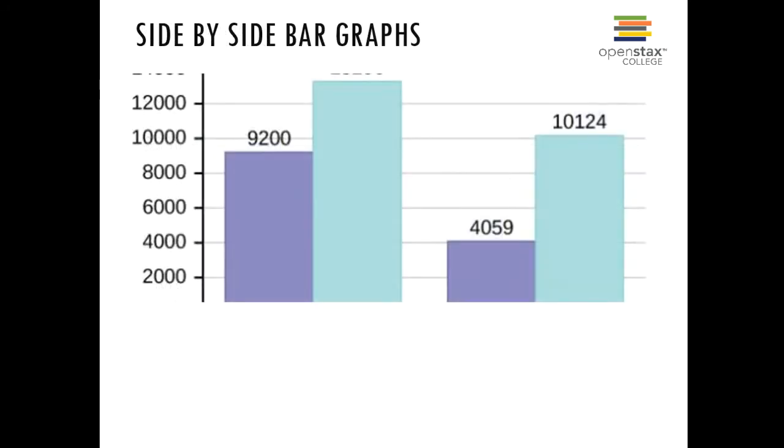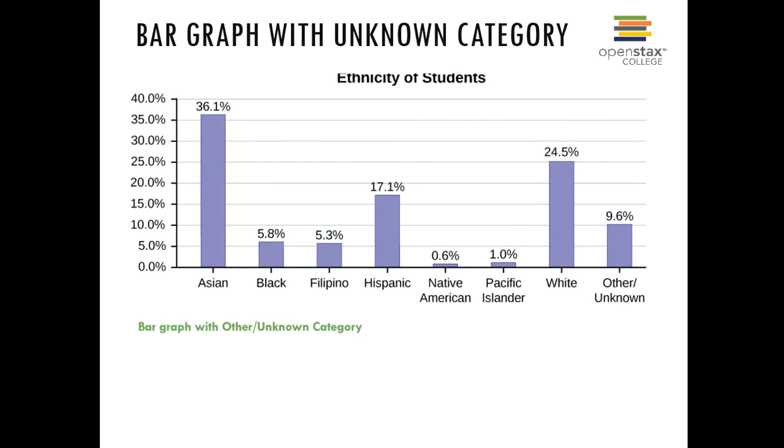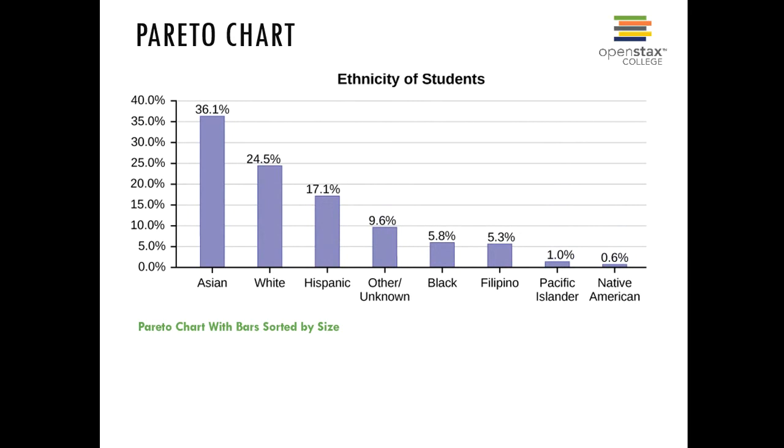Here's a side-by-side bar graph. Again, they're not the best, but as you can see, one group has less of the group in purple and one has more of the group in blue. All right, here's a bar graph that has an unknown or other category, and that's acceptable to use because it tells us, well, we know these ethnicities of students, there's some that we don't know, and that's okay. We're just going to account for them and explain that they exist.